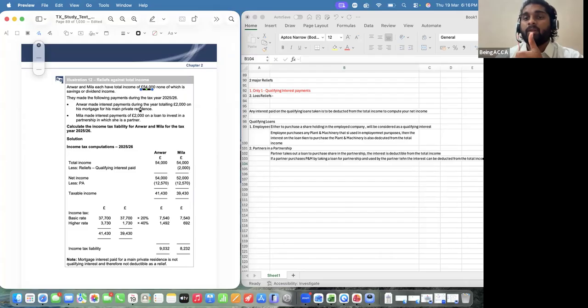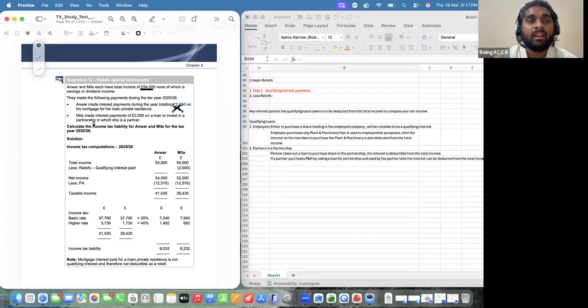It is not for employment purposes, or to buy any share in a partnership or shares in an employee-owned company, or to purchase plant and machinery. So does that qualify as a qualifying loan? It does not. Because of that, no tax relief will be available for this.